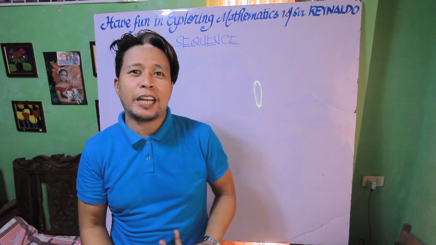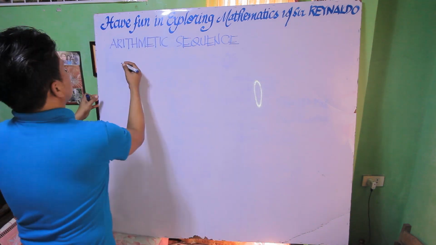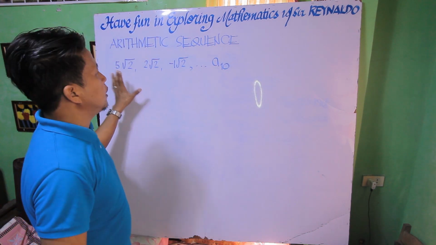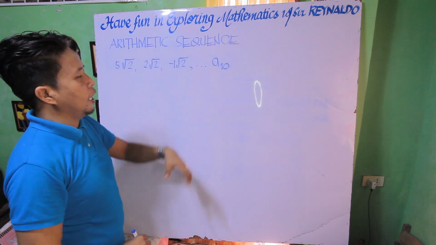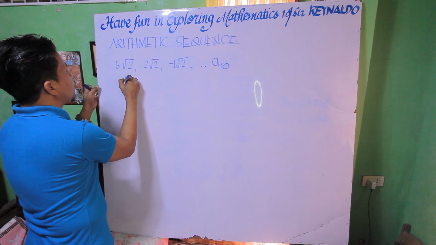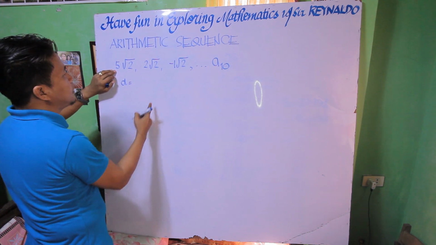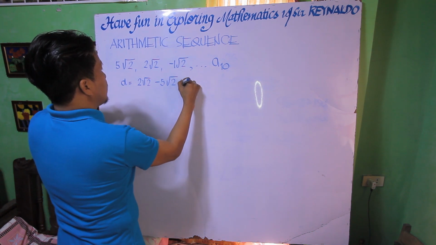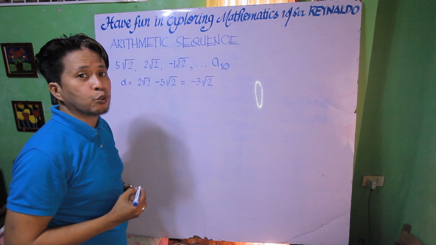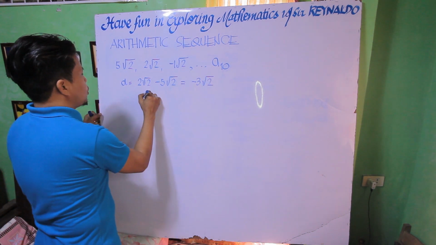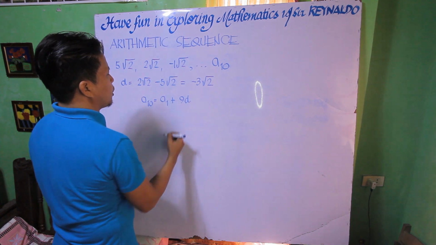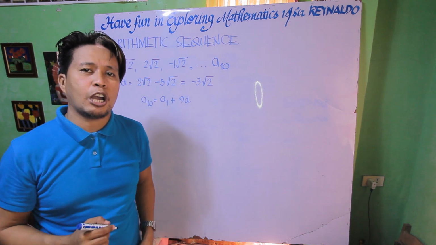Okay, halimbawa, ang gusto nating kuning term ay yung 10th term of an arithmetic sequence. So, this is another example. Gusto natin kunin yung pang 10th term ng arithmetic sequence na ito. So, una, kunin natin ang common difference. So, to get the common difference, so 2 square root of 2 minus 5 square root of 2. So, the answer is negative 3 square root of 2. So, paano natin kukunin yung 10th term? So, a sub 10 is now equal to a sub 1 plus 9 common difference. Kasi 9 na beses tayo magdadagdag na kanyang common difference.